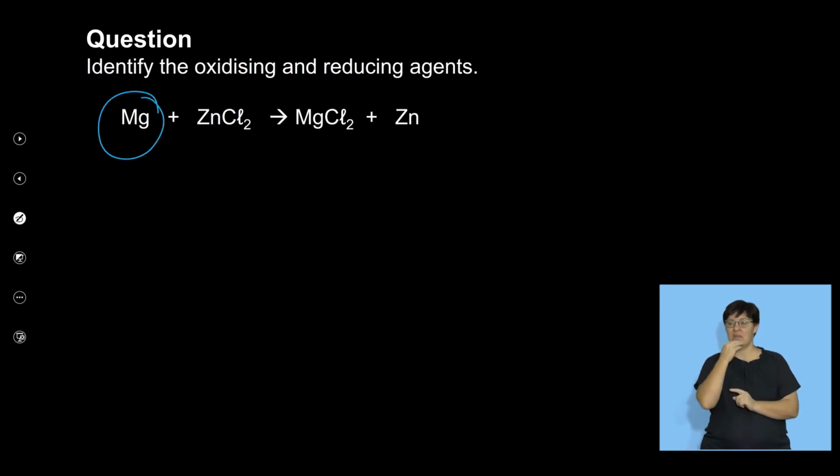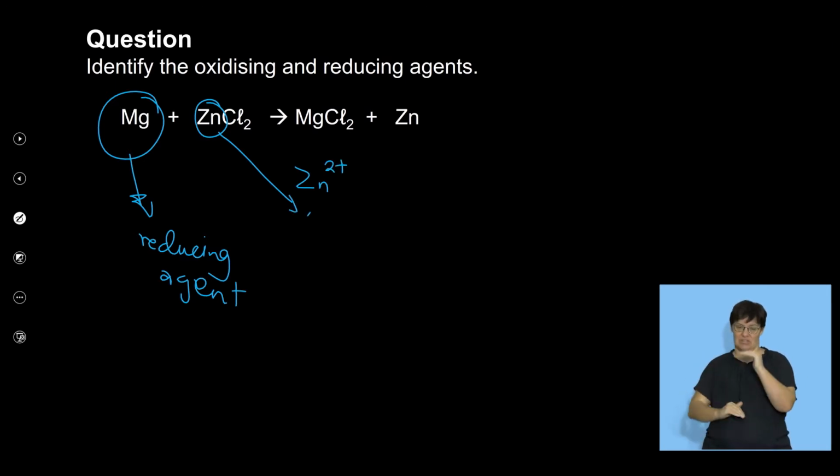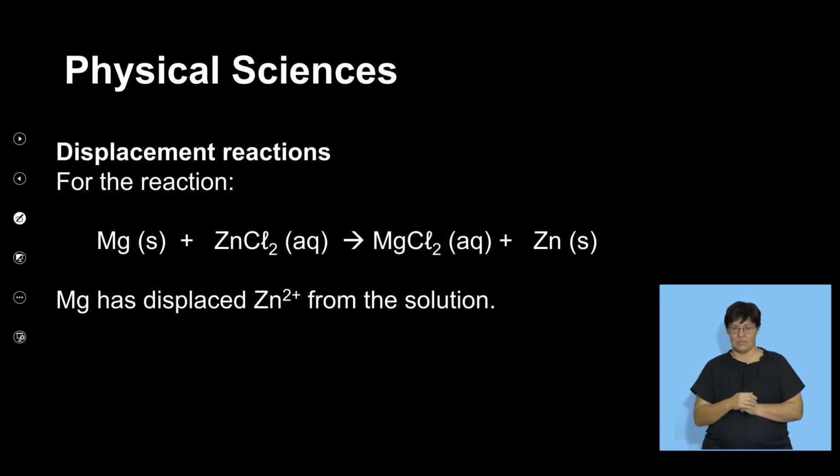The substance that undergoes oxidation is our reducing agent, while the substance which undergoes reduction, the zinc ion, is our oxidizing agent, the one that undergoes reduction. So it's all about the terminology. So magnesium displaces zinc from the solution. Yes, according to that reaction, we've managed to arrive at that.